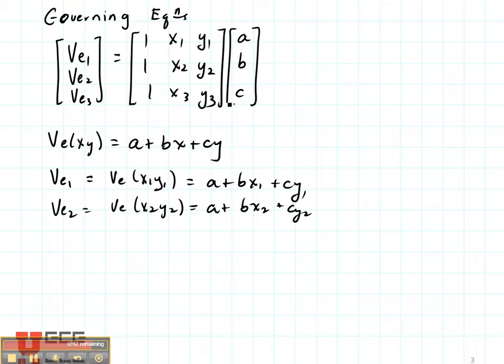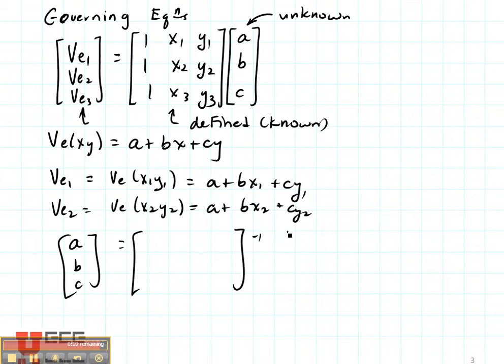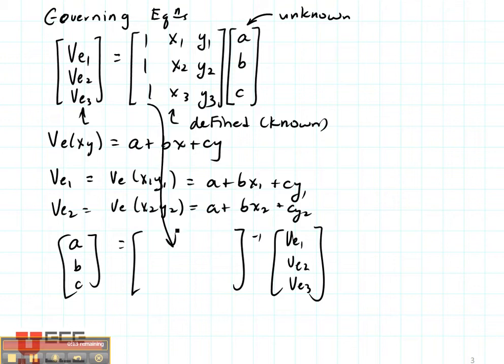Now the things that we have here is, this is what we would like to be able to find. This is defined. So this we can say is known. It is based on the size, shape, and location of each element, and these values are unknown. So if we solve for A, B, and C, that is going to be the inverse of our matrix times VE1, VE2, and VE3. So just bring this matrix right down here and take its inverse.